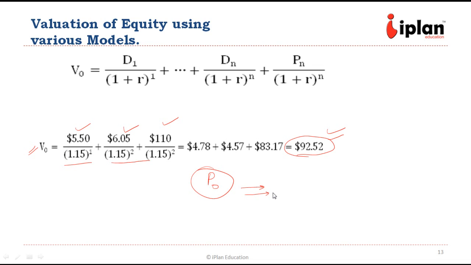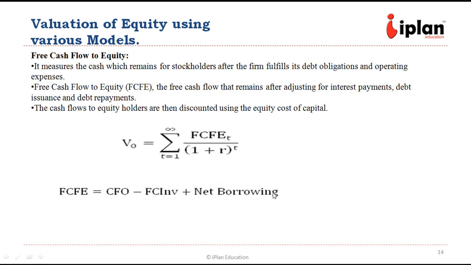Another cash flow based model is free cash flow based model. So we can find out what is free cash flow available to the equity, which measures the cash which remains with the stockholders after the firm has fulfilled its debt obligation and operating expenses. So once the company has already paid for the interest, debt, etc., whatever amount is left with the equity shareholders, it is free cash flow.